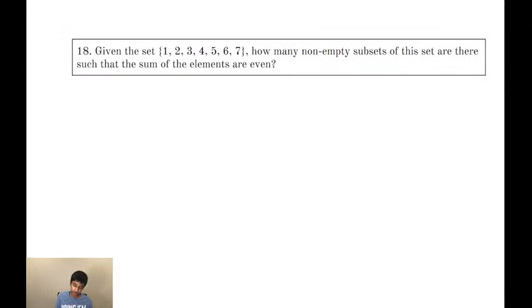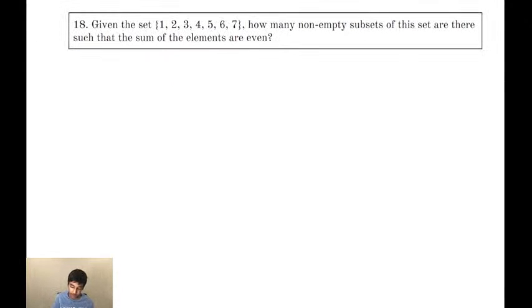Okay, so number 18, I'm going to explain a different solution than Professor Lowe did, because he explained it using the binomial theorem, but I'm going to explain it using choosing and the techniques that we learned. So we have a set 1, 2, 3, 4, 5, 6, 7. How many subsets are there where the sum of the elements is even?